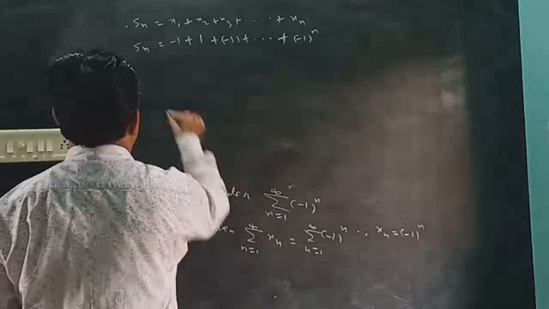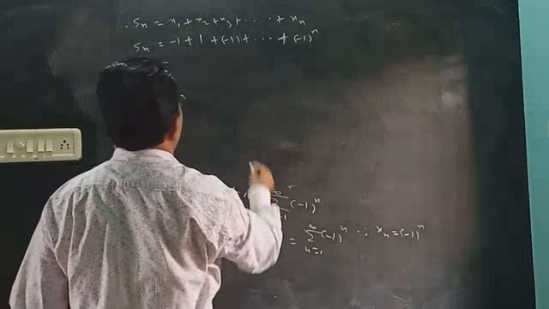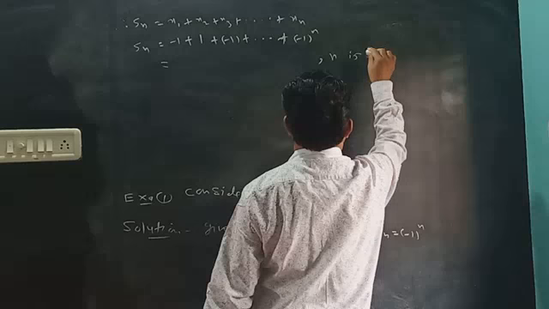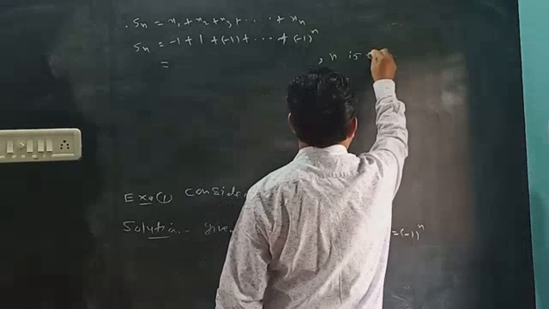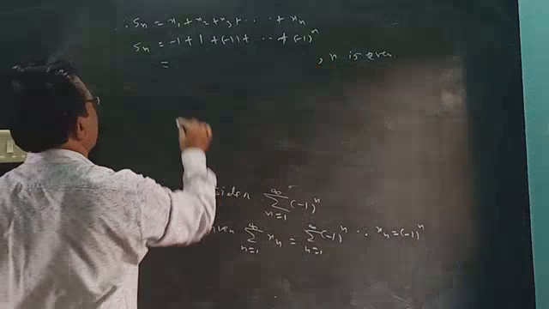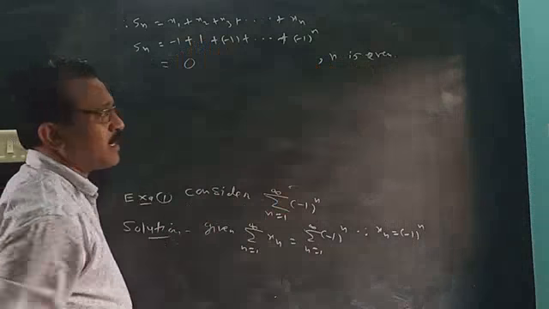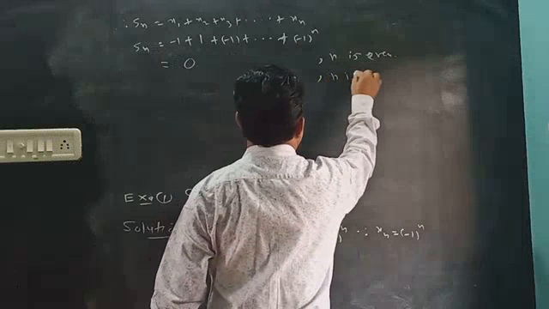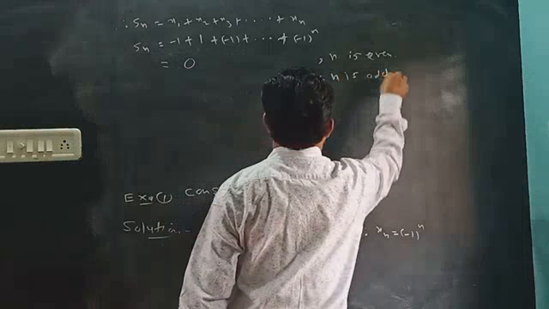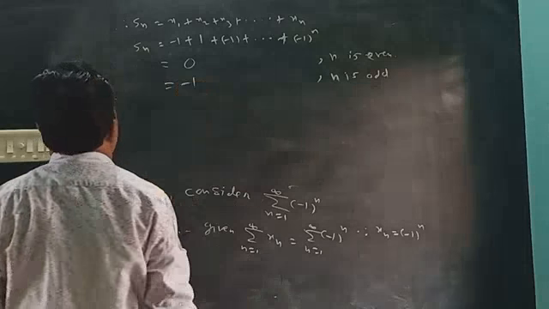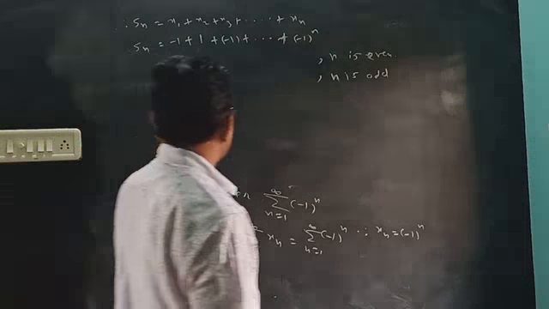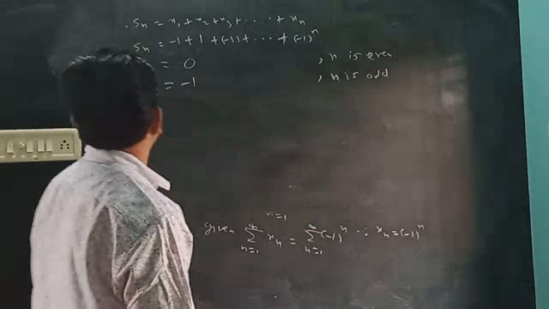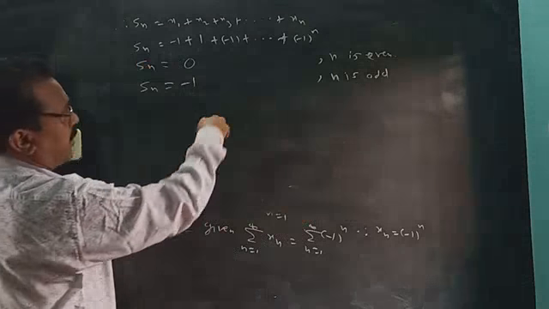Now suppose n is an even number. Then all terms cancel: minus 1 plus 1 minus 1 plus 1 cancel, so the sum is 0. When n is an odd number, then minus 1 will be remaining. So Sn takes two values, 0 or minus 1.